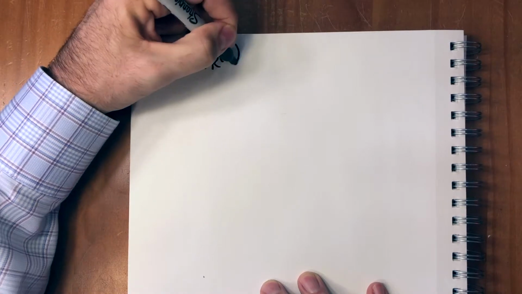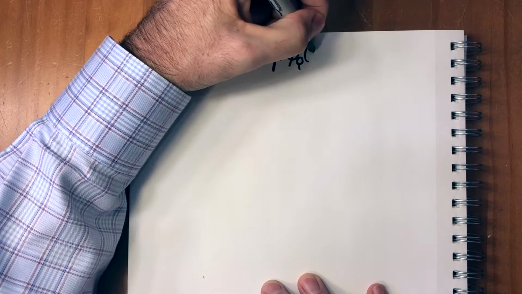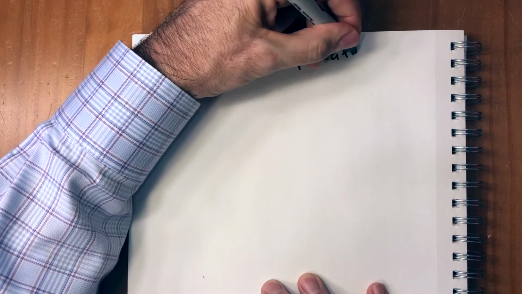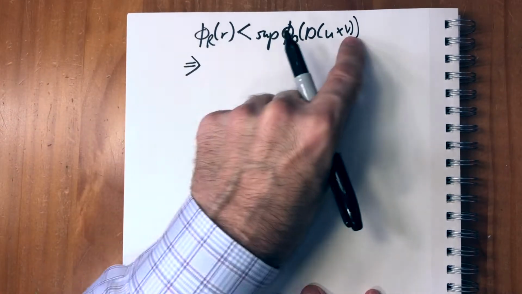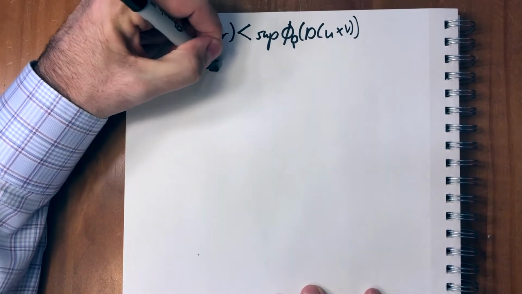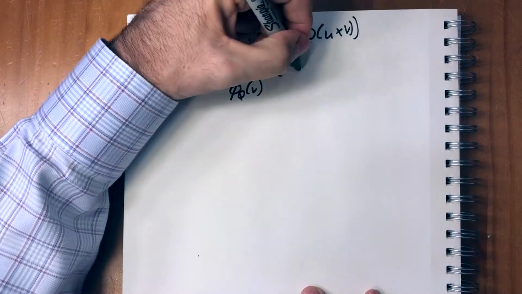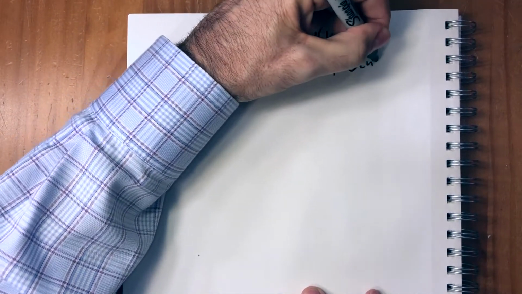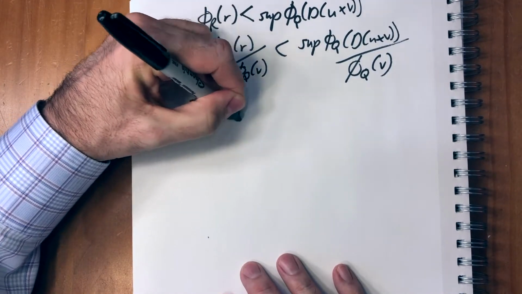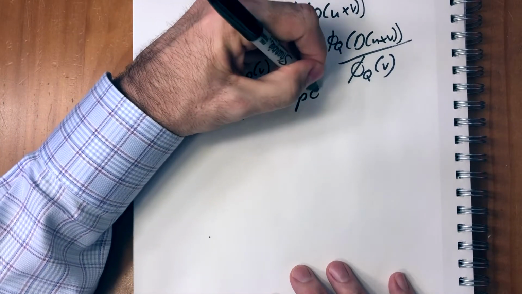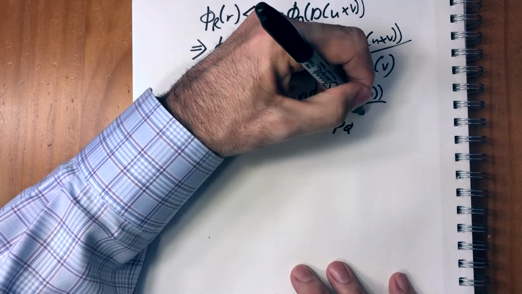So we have that φ_Q of r has to be less than the supremum of φ_Q of d(u times v). Now we can just divide through both sides by a number, so we'll divide through by φ_Q of v on both sides. Rewriting this, we have that φ_Q of q is less than the sup of φ_Q of d(u times v) over φ_Q of v.